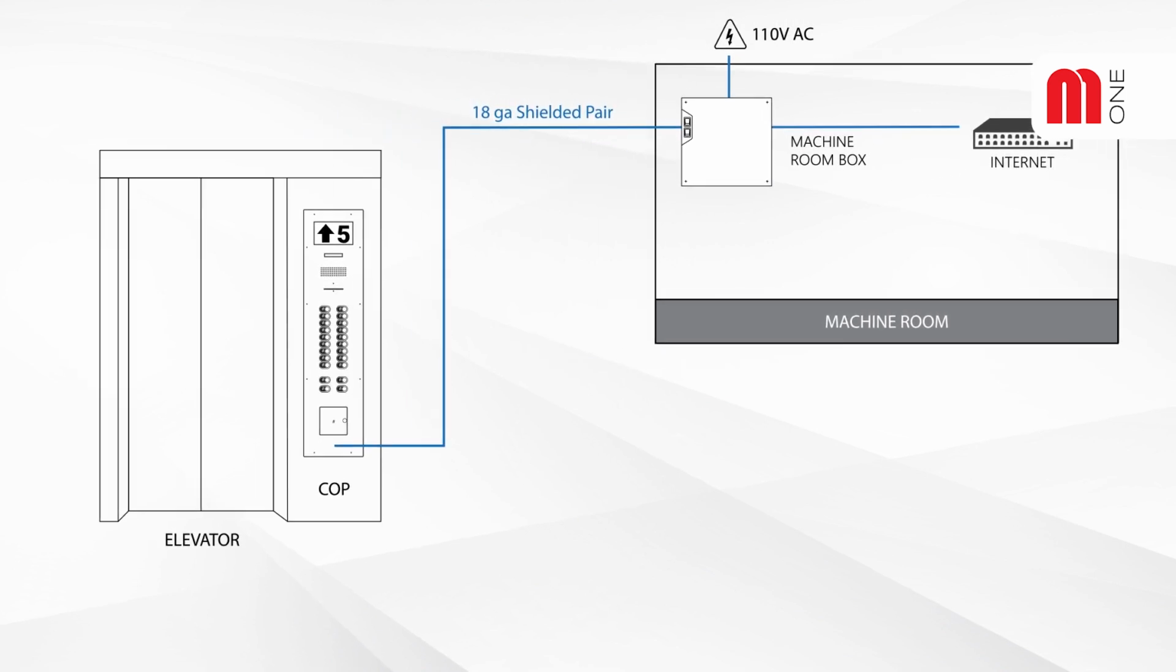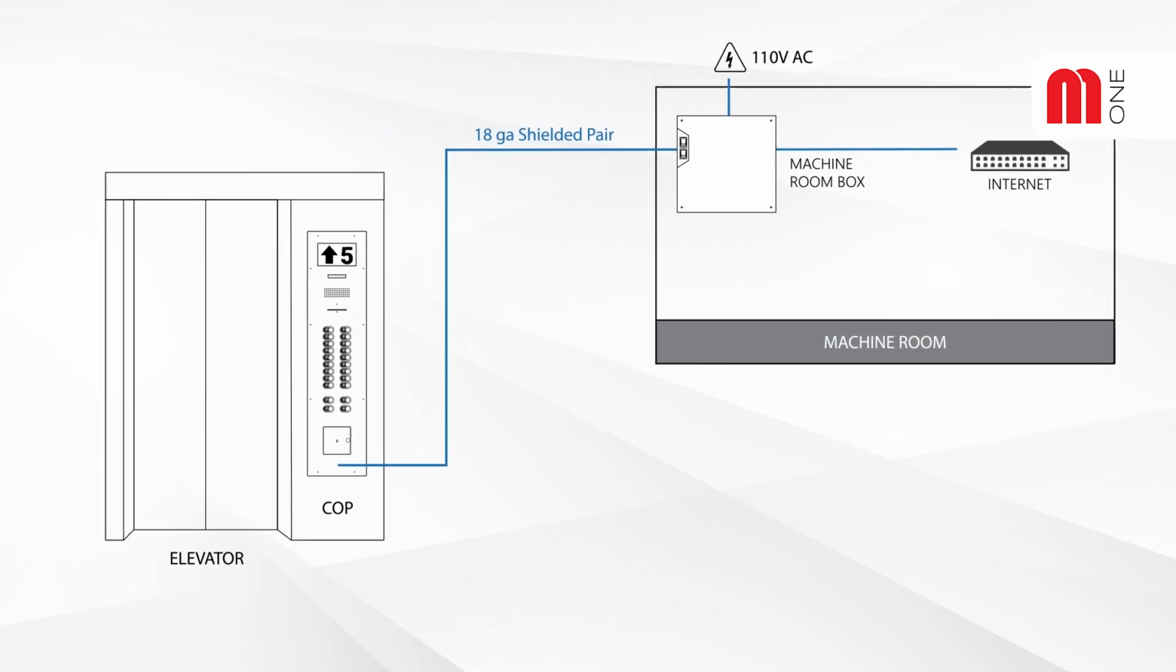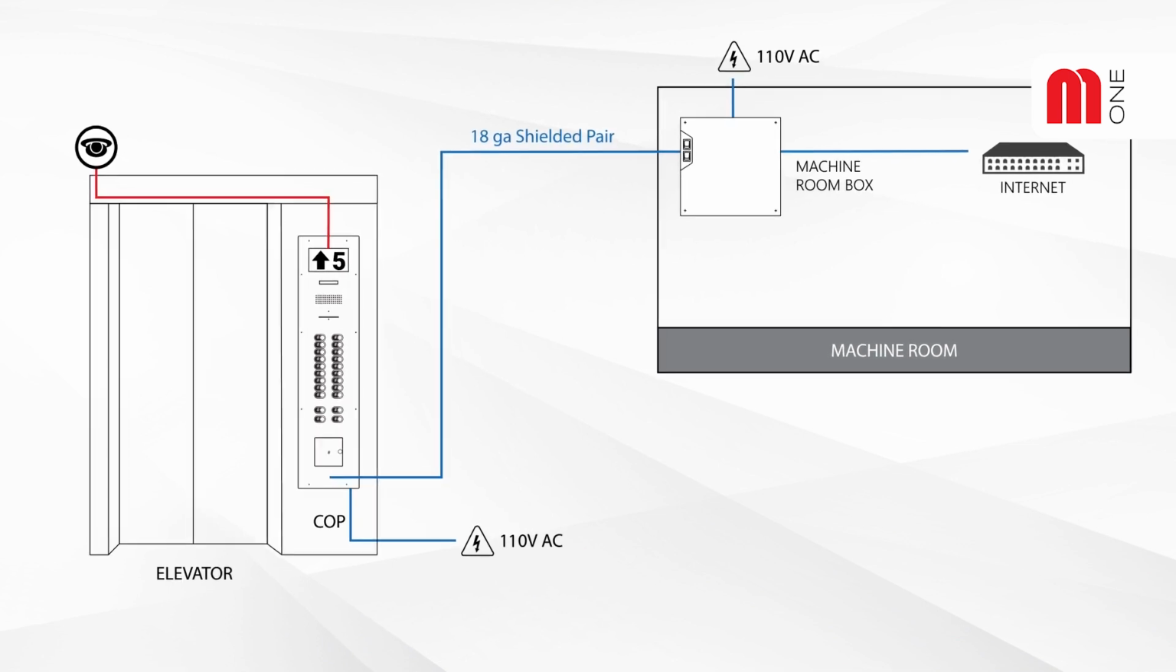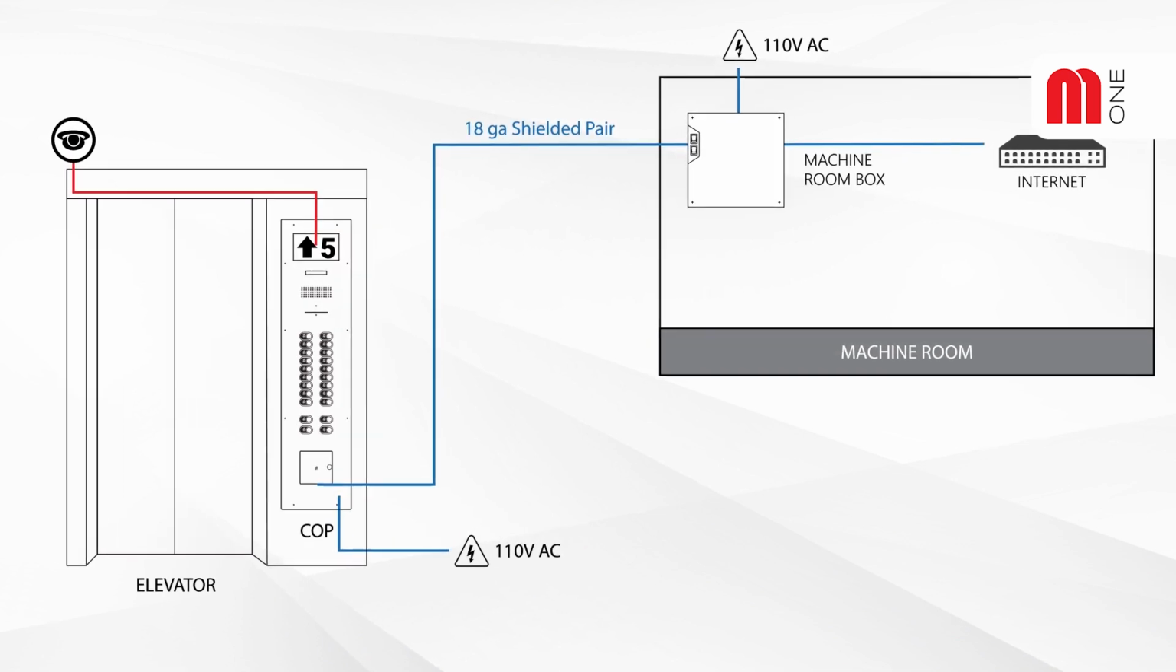In the COP, the 18-gauge TSP from the machine room box lands on a terminal block with 120V power. The camera is either included in the COP, or you can mount the camera externally on the ceiling or in a discrete location with one of our low-profile cameras. Turn on power first to the machine room box, then the COP, and you're done.